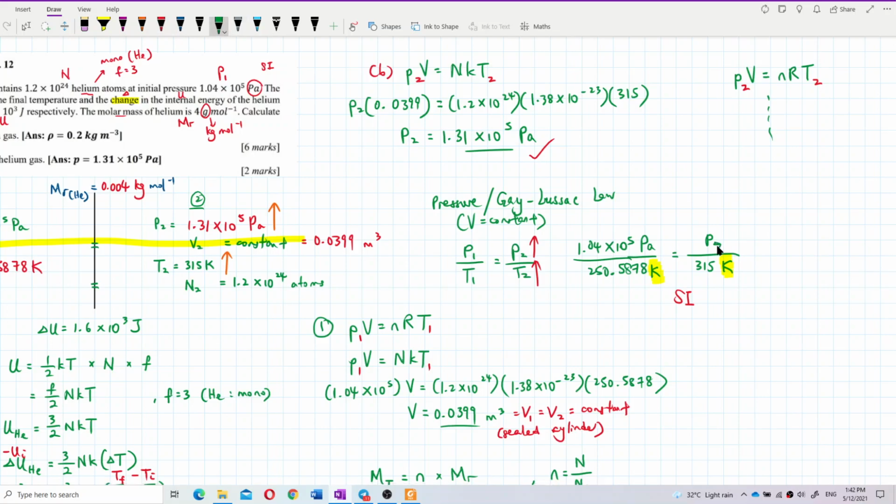So this will also give us the same value. Pressure we also get 1.31 exponent 5 Pascal. If you don't believe me, you can try it out. You still get the same answer. Instead of using PV equal to nkT or nRT, you can also use this pressure law to do the questions.